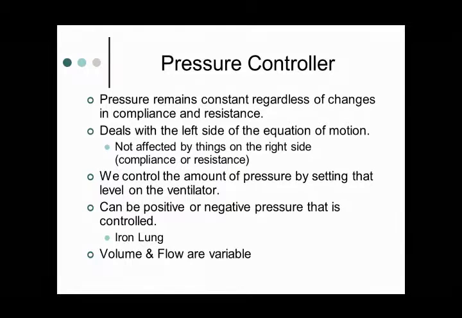Within reason. What? Well, if somebody coughs against it, it's not the ventilator generating excess pressure. We're assuming we have a passive patient lying on the opposite side. Okay? It's the left side of the equation of motion, that pressure component. Because I'm controlling the pressure, then flow and volume become variable. Okay? Technically, we can do positive or negative pressure. Since we don't see iron lungs rolling around our ICUs that often, we'll just say that they're possibly there.